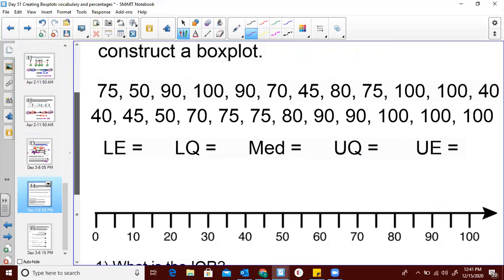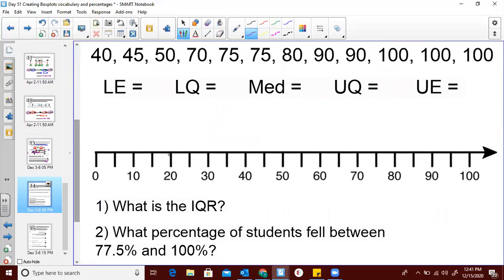All right, so let's draw another box plot. I'm going to go quickly through this one because I'm running out of time on my end. So, let's see. Left, right, left, right, left, right, left, right, left, right, and we have 2 left. So that's going to be 77.5.